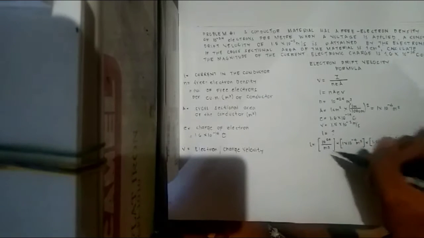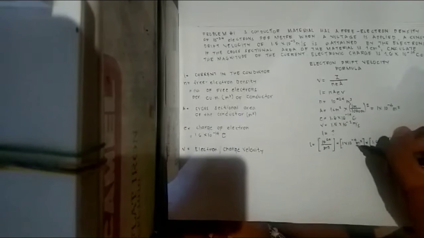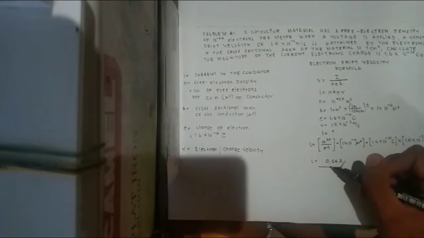Ngayon, mag-unit analysis lang tayo. Cancel natin yung meter sa baba sa meter sa taas. Ito yung meter sa baba, ito yung isa. Ngayon, may matitirang coulomb per second. After natin mag-cancel ng unit, ang matitira na lang ay coulomb per second. Dahil alam naman natin yung coulomb per second ay katumbas ng 1 ampere, kaya ang magiging sagot natin ay 0.24 ampere.